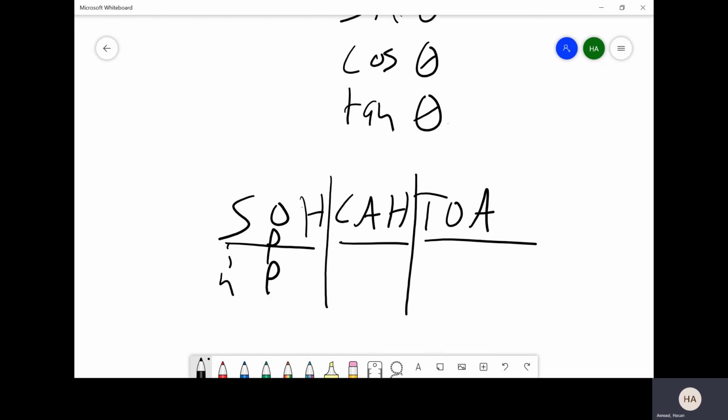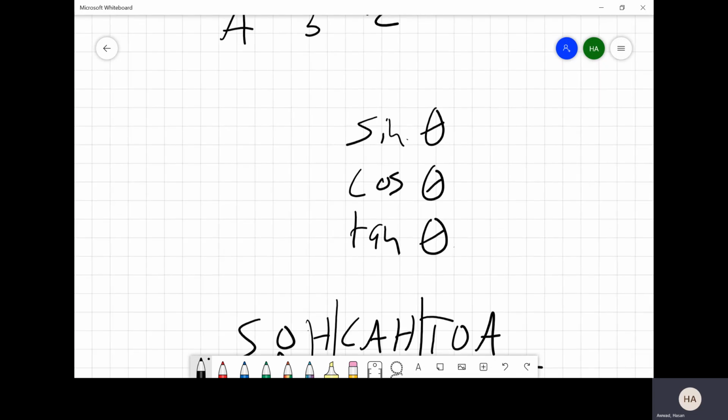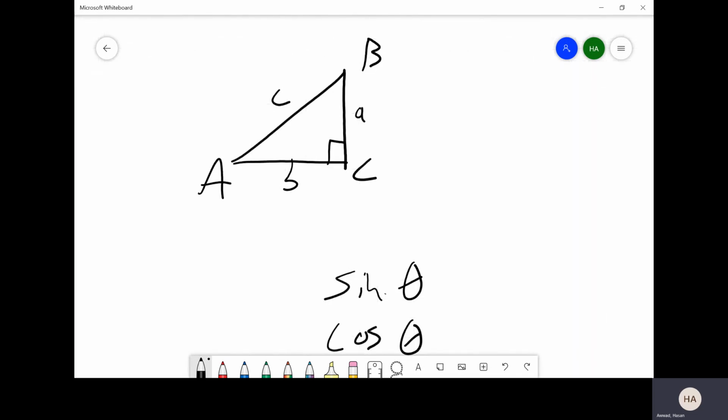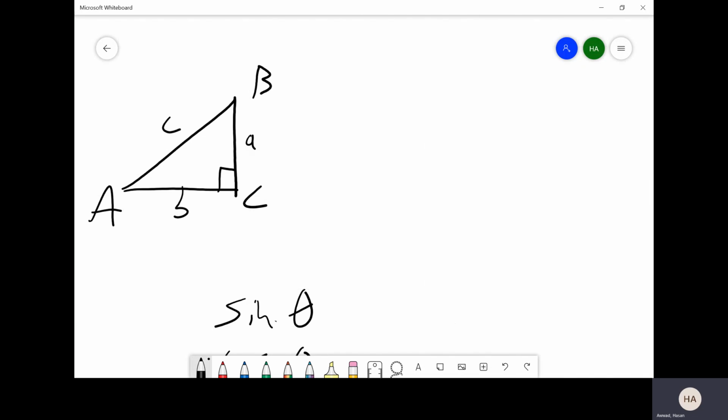Well, what are we talking about when we say opposite? If we're talking about, let's just take angle A, for example, and say I wanted to find the sine of angle A. So let's do this. Sine of angle A. What is opposite of angle A?